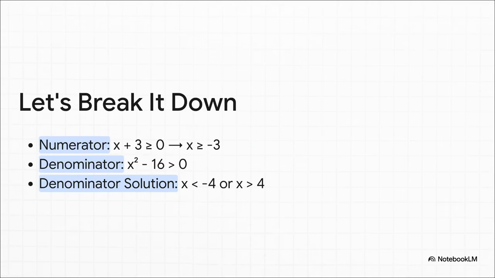So first up, the numerator. We need x plus 3 to be greater than or equal to 0. Simple enough. That means x has to be greater than or equal to negative 3. Okay, part 1 is done. Now for the denominator. Here, x squared minus 16 must be strictly greater than 0. When you solve that inequality, you find that x has to be less than -4 or greater than +4.